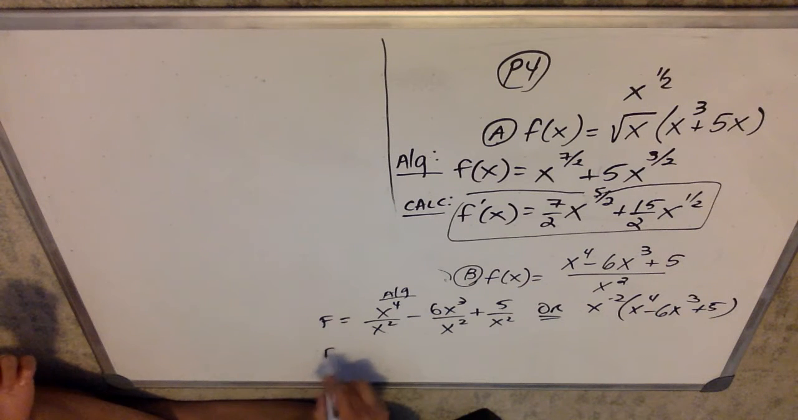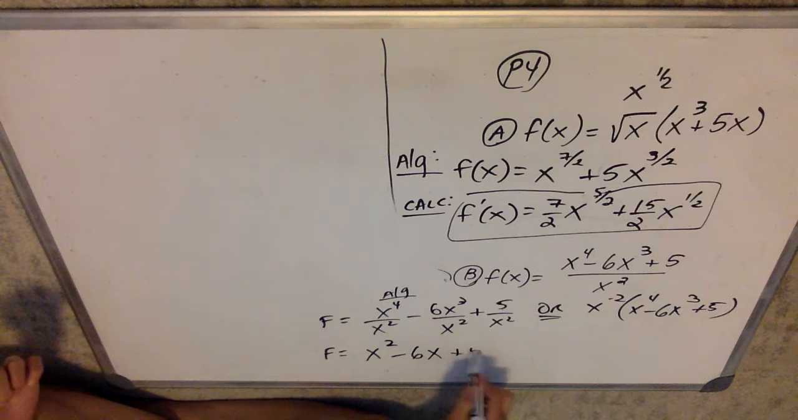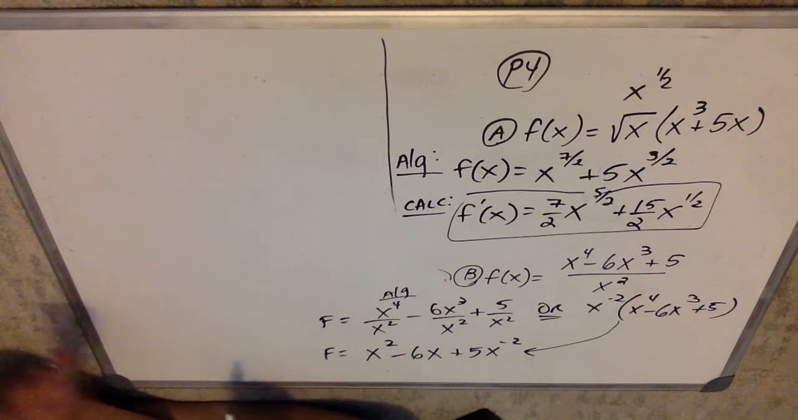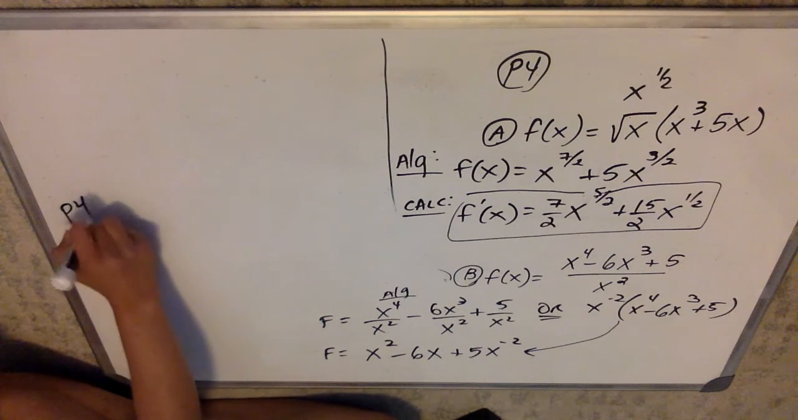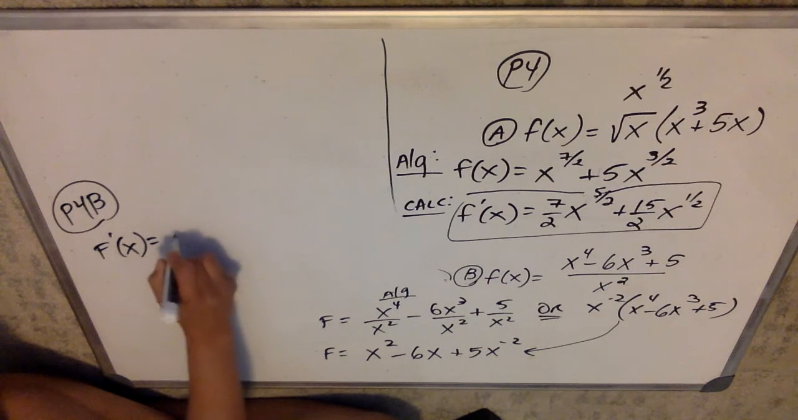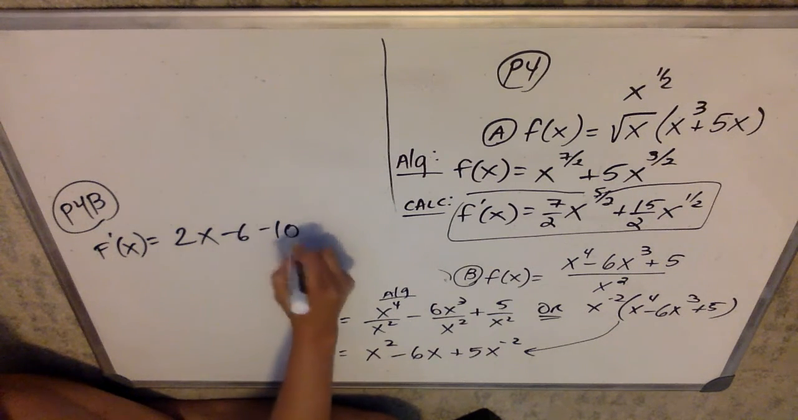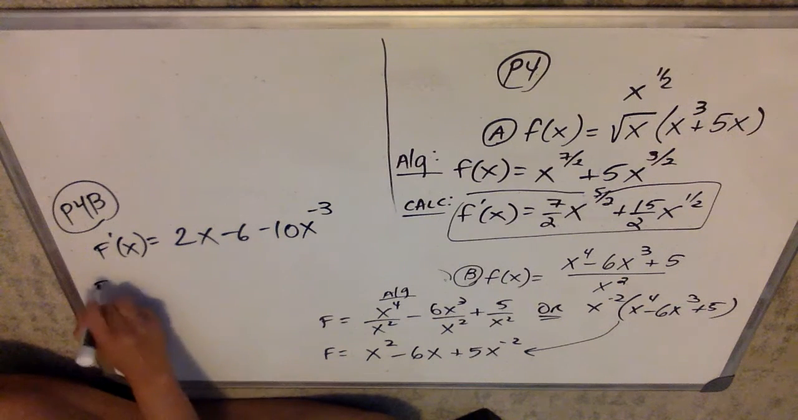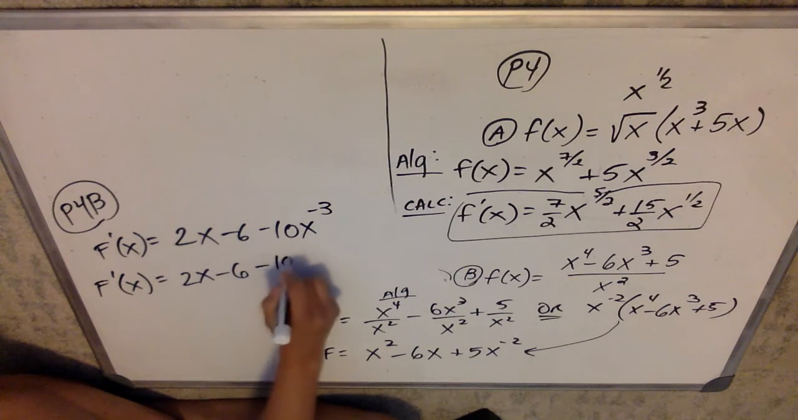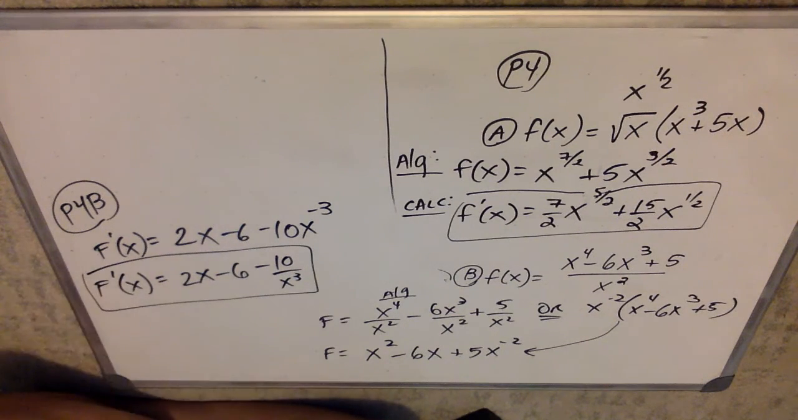So again, this is my f, not my f prime. If I do this algebra, I'm going to get that my f is an x squared minus a 6x plus a 5x to the negative second, and I assure you that you get the same answer if you do it the other way. What that means is that my answer to P4B is f prime of x equals 2x, because I dropped the power down, minus 6 minus a 10x to the negative third, so the answer you're probably going to see is 2x minus 6 minus 10 over x cubed. And there's your answer.